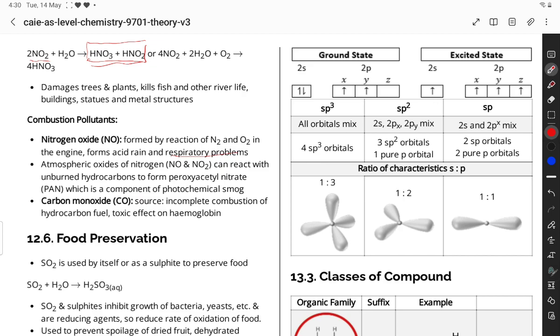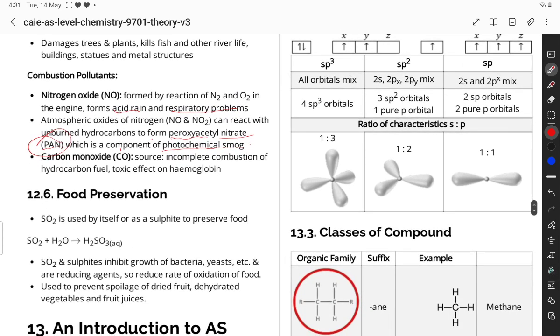Atmospheric oxides of nitrogen, nitrogen monoxide and nitrogen dioxide, can react with unburnt hydrocarbons to form peroxyacetyl nitrate, which is known as PAN, a component of photochemical smog. So the main oxides of nitrogen form acid rain, cause respiratory problems, and form photochemical smog. Carbon monoxide: source is incomplete combustion of hydrocarbon fuel, and it has a toxic effect on hemoglobin.